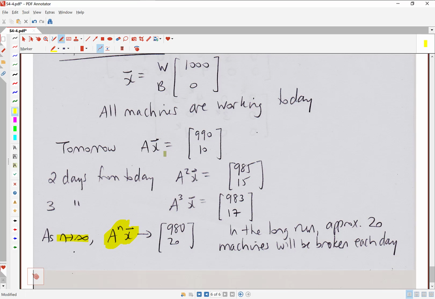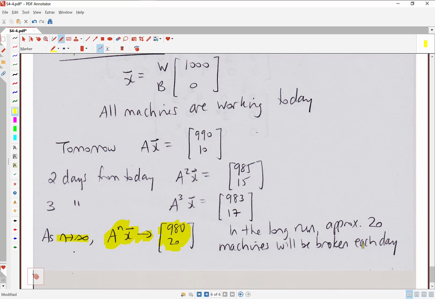It turns out for this machine problem, as n goes to infinity, A to the n times X starts to approach 980, 20. So the situation stabilizes, and in the long run, you'll have 20 machines broken each day. Now, they won't be the same 20 machines. Some of those broken machines will get fixed, other working machines will break, but the actual number of broken machines stabilizes, and long term, you're going to have 20 broken machines each day. That's really powerful knowledge, and it's the power of the matrix that helps us get that knowledge.